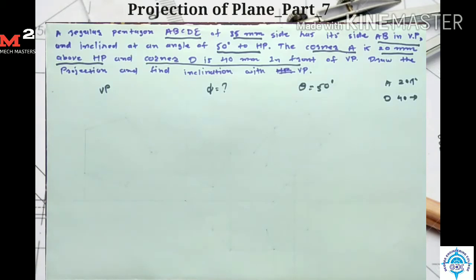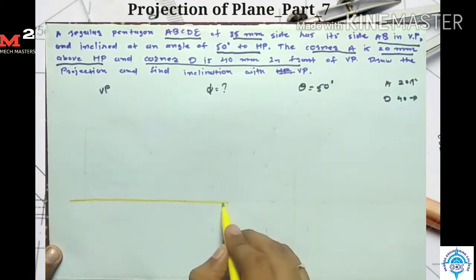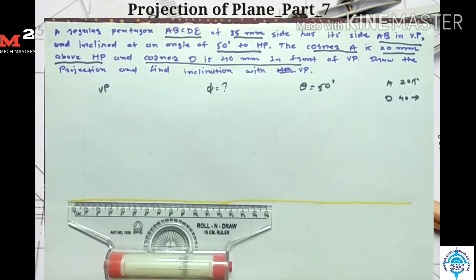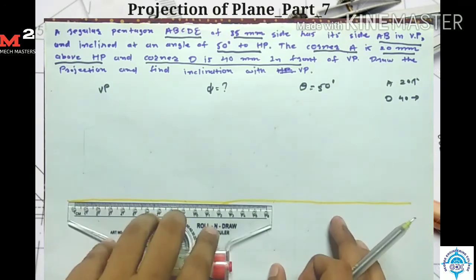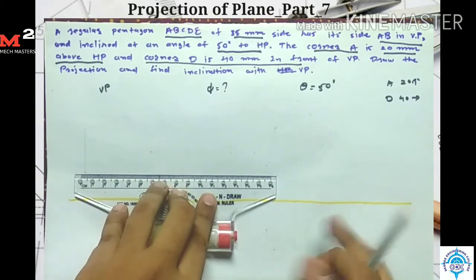So let's start with the first stage. First I draw the reference line here. Here plane ABCDE is resting in the vertical plane. Okay, so we draw the pentagon on the vertical plane resting on side AB. We draw the side AB on the left hand side and point A is 20 mm above HP. So first I draw one line which is parallel to the reference line and at a distance of 20 mm from the reference line. Okay, it is the locus for point A.